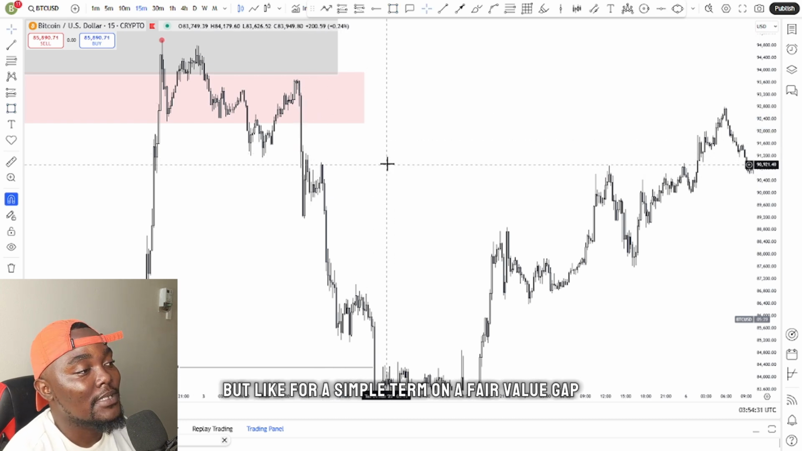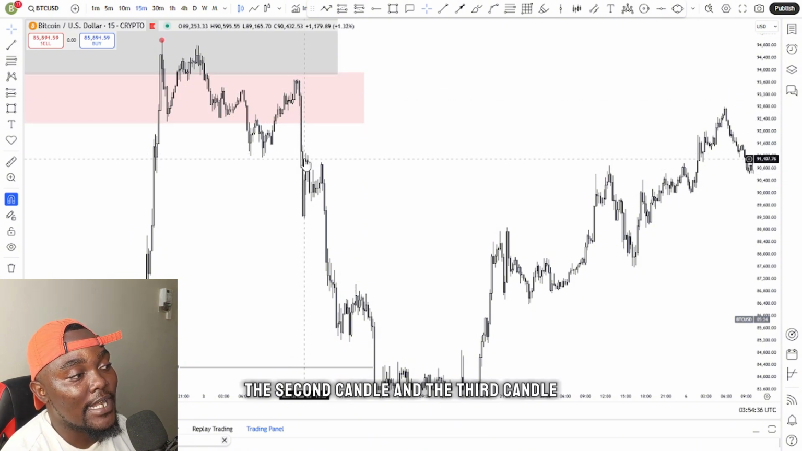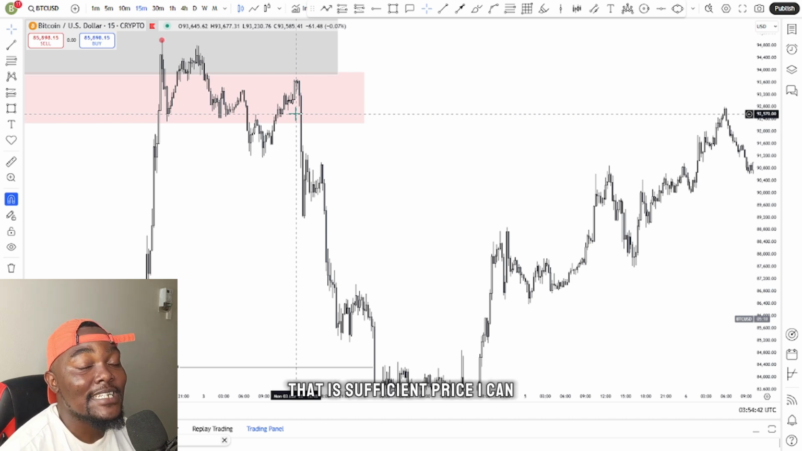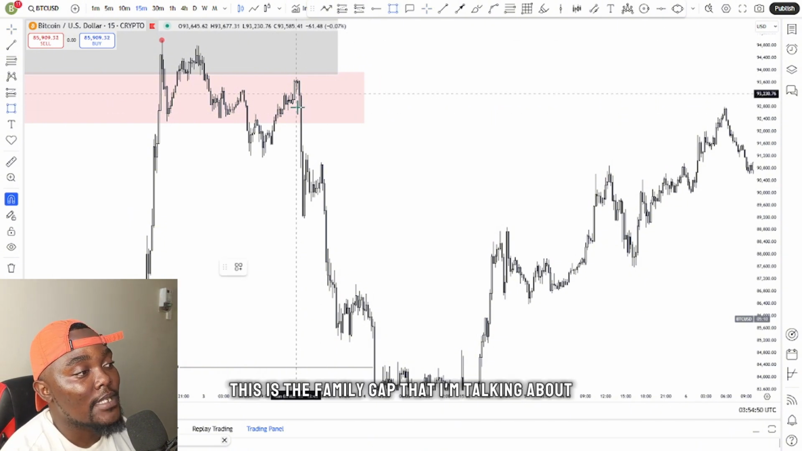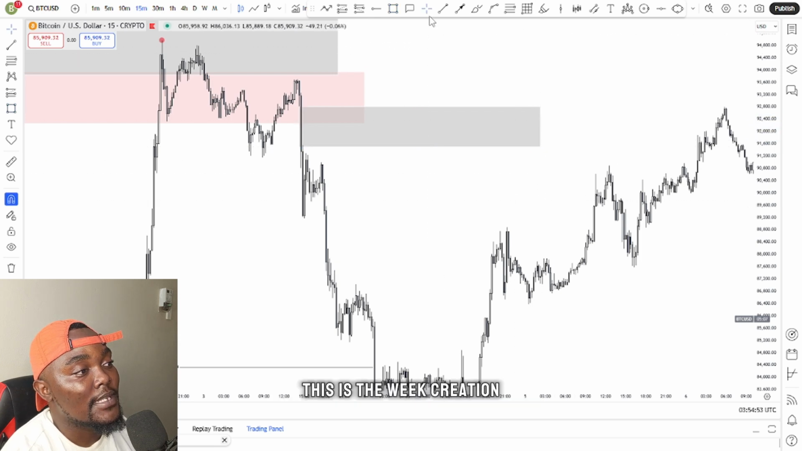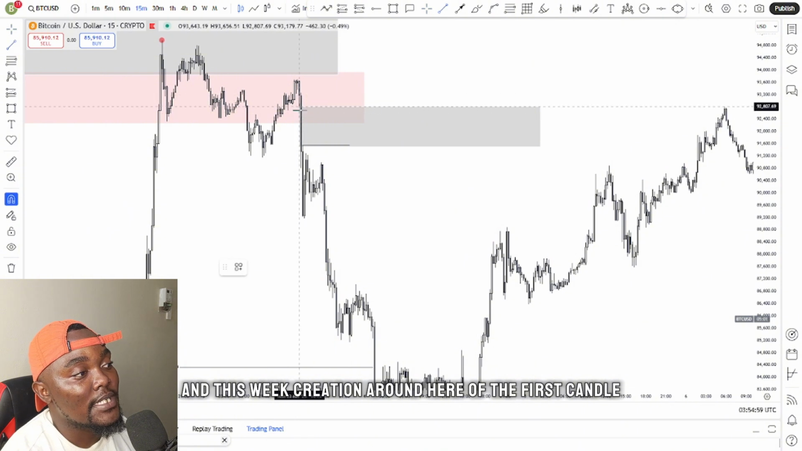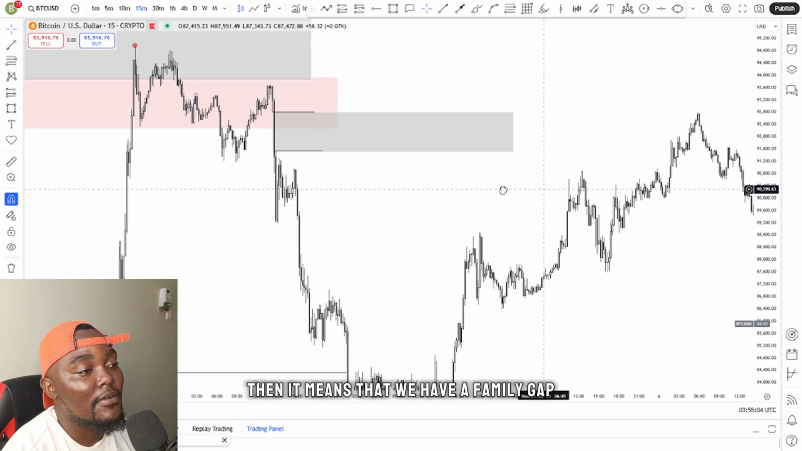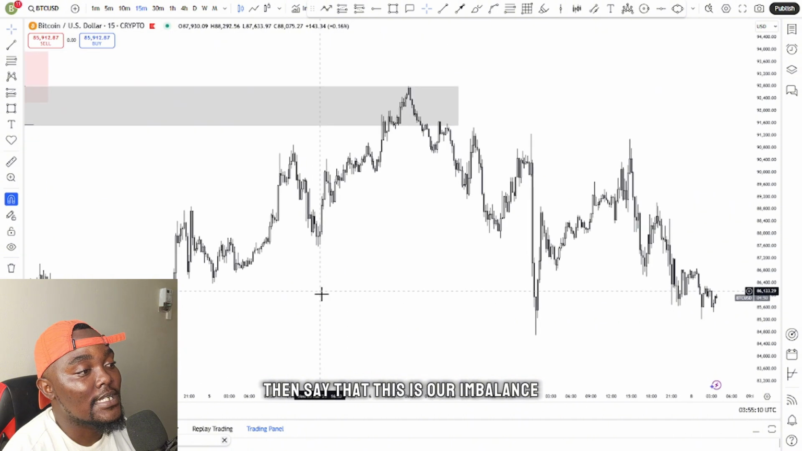But for a simple term, on a fair value gap, you just need 3 candles, guys. So the first candle, the second candle, and the third candle. The first candle and the third candle wicks must meet, and when they meet, that is sufficient price action. But if they do not meet, then it means that we have a gap in the markets that has to be filled. So around here, this is the fair value gap that I'm talking about. This is the wick creation. This wick here and this wick creation around here of the first candle, they have to meet. Whenever they do not meet, then it means that we have a fair value gap, like I told you guys. Now, we can just extend this thing here, then say that this is our imbalance.